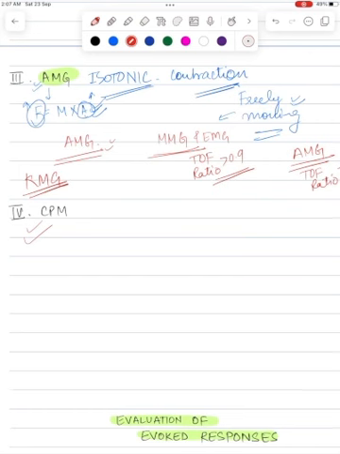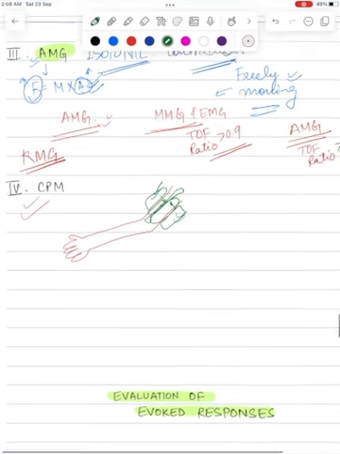Then we have the cuff pressure modality. If this is your upper arm, the blood pressure cuff will be applied to the upper arm. Within this blood pressure cuff are electrodes which are incorporated, and they are going to stimulate the brachial plexus at the level of the humerus. And this will cause contraction of the bulk of the muscle of the upper arm. As the muscles of the upper arm contract, they are going to generate a pressure change in the cuff, which is going to be analyzed and displayed in the monitor.